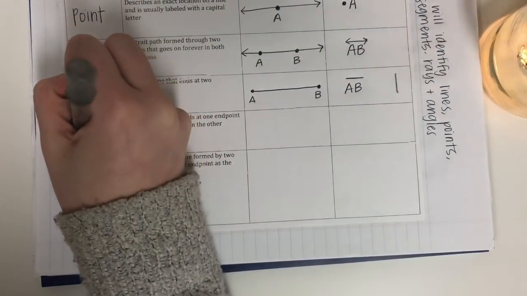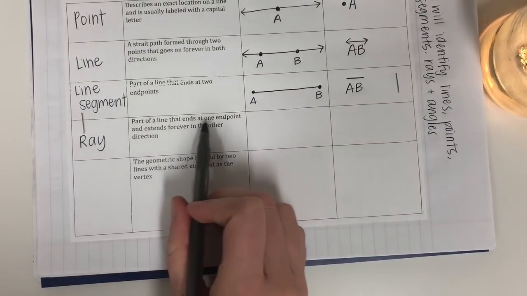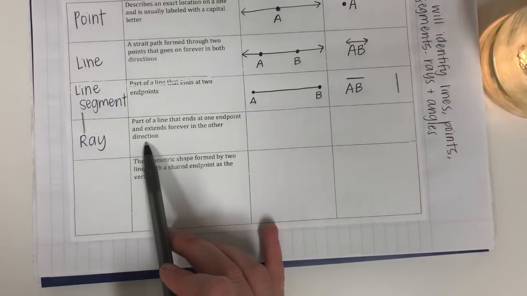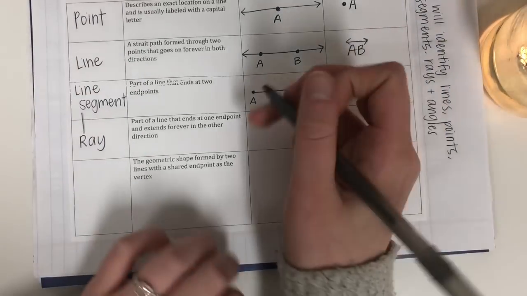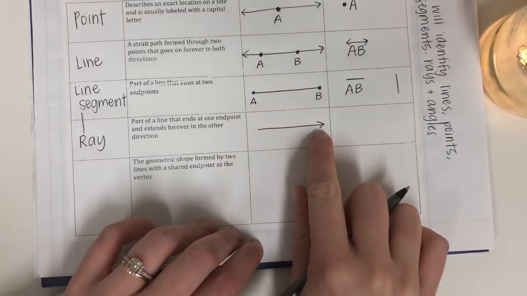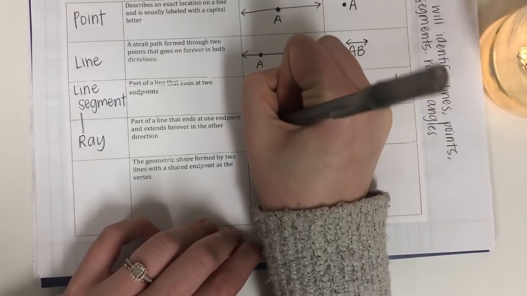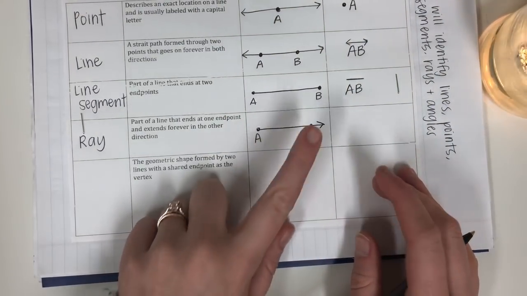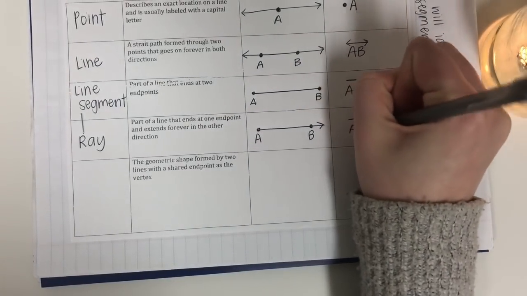Okay, our next one is a ray. A ray is a part of a line that ends at 1 endpoint, so this is what we call an endpoint, and extends forever in the other direction. So a ray is kind of a mix between a line and a line segment. A ray has 1 end that goes on forever, and then it starts with a point. So it has 1 point that ends, and it goes on forever in the other direction. So we call this a ray, and this is ray AB.